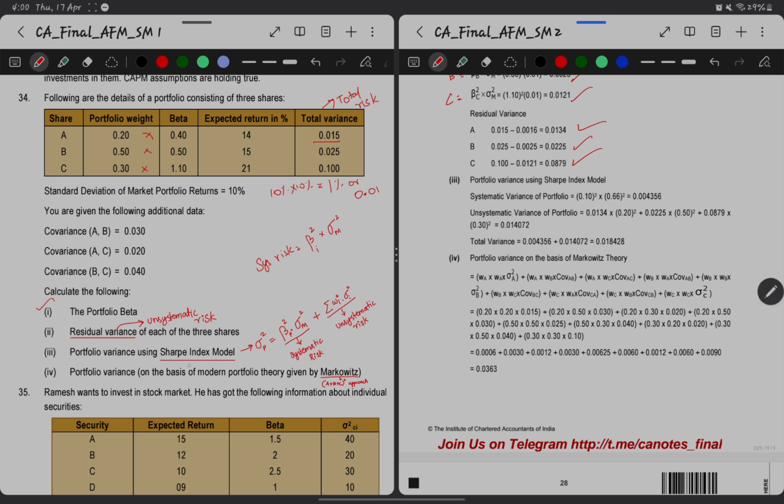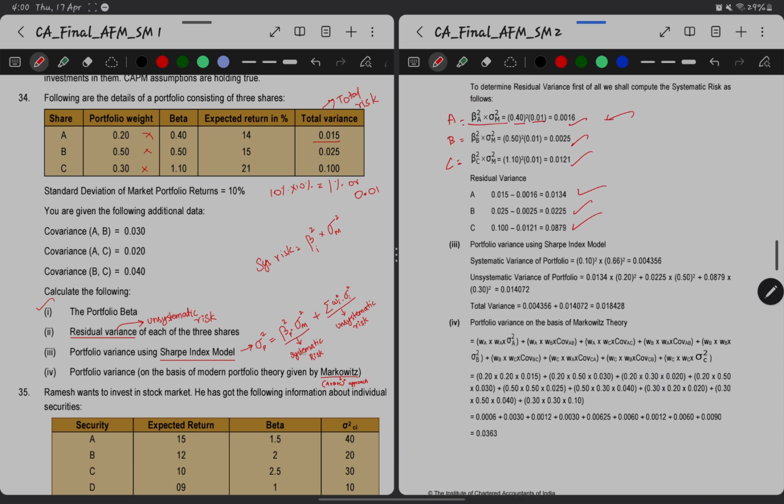Now we have already found out the systematic risk for the second requirement. The same thing we can use. We just need to find out the unsystematic risk portion, and the systematic portion we can directly multiply with the variance. In the second requirement we found out individual returns, so that will not be useful, sorry for that. For the third requirement we need the portfolio's systematic risk, so we can directly multiply the market variance by the portfolio beta, the whole squared.